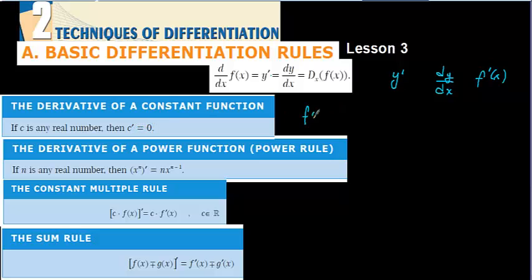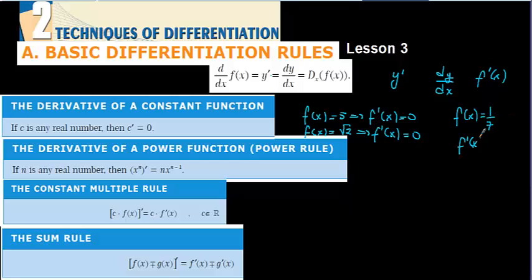If f(x) is equal to 5, and if I want to find the f derivative x, it is going to be equal to 0. Or if I say f(x) is equal to root of 2, the f derivative of x is going to be equal to 0 again, because this is a constant term and there is no variable here. And if f(x) is equal to 1 over 7, which is a rational number, the f derivative x is going to be equal to 0 again for these constant terms.